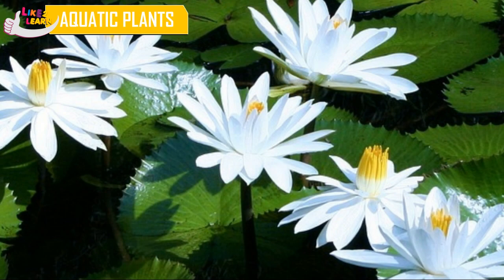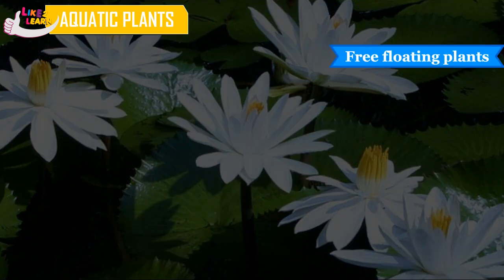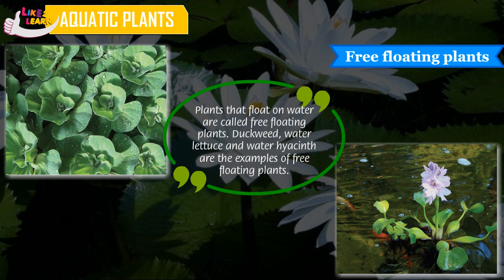Aquatic plants. Plants that live in water are called aquatic plants. They are of three types. Free-floating plants. Plants that float on water are called free-floating plants. Duckweed, water lettuce and water hyacinth are the examples of free-floating plants.